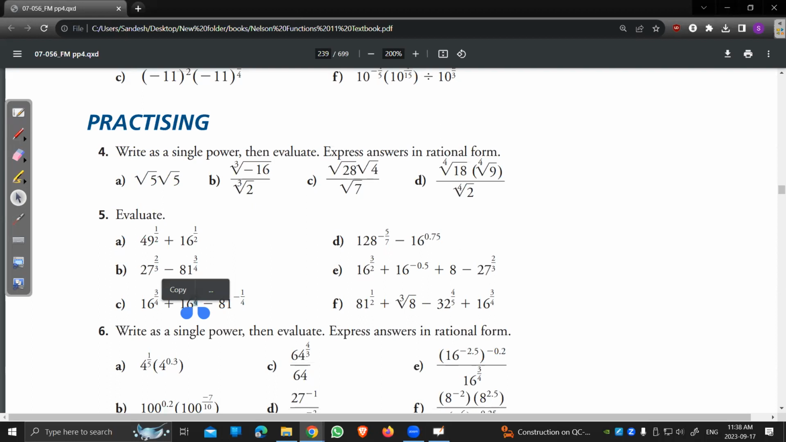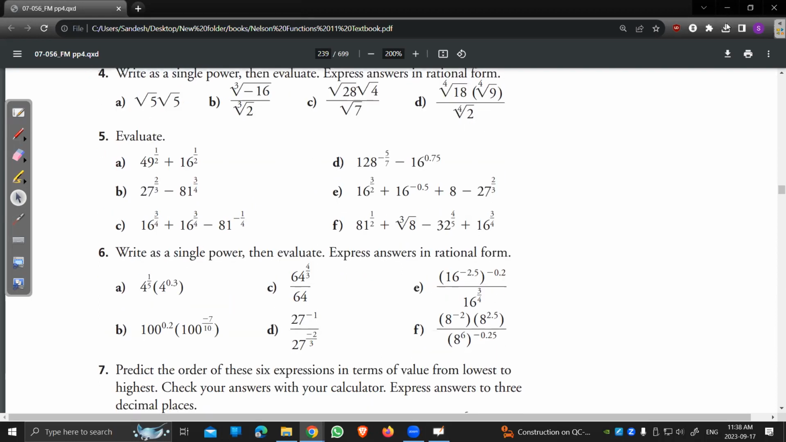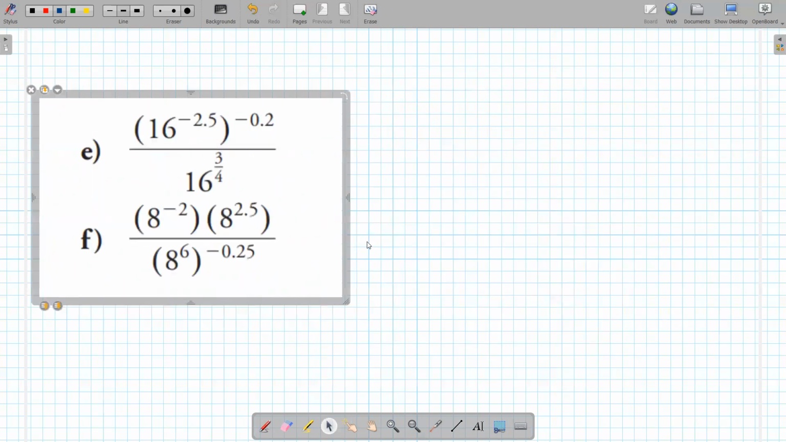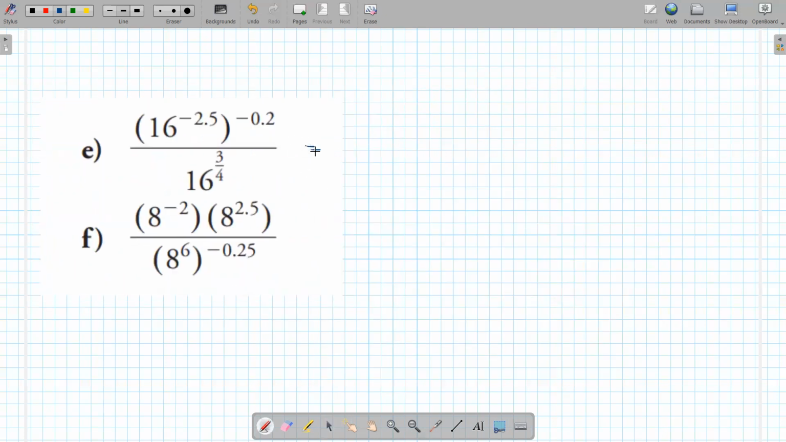This question is the same. We can kind of skip this. Let's just do these ones on the side. It says express as a single power and then evaluate. How much more difficult could it be? What do we do with E?